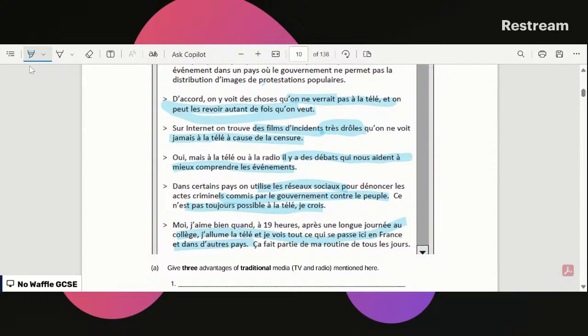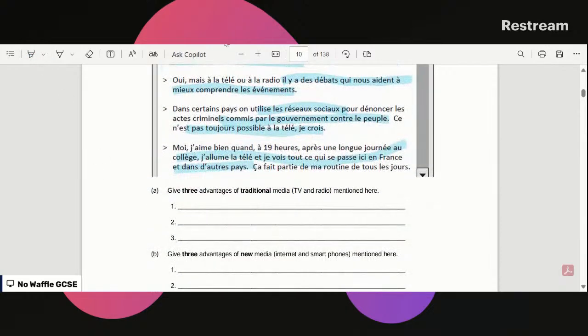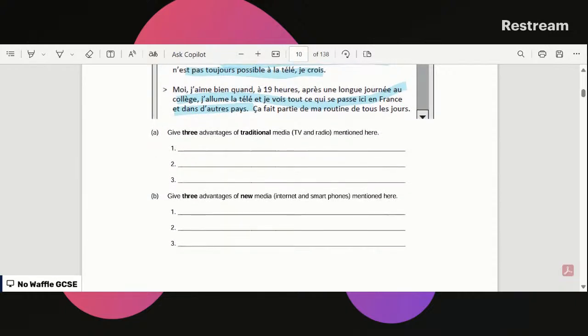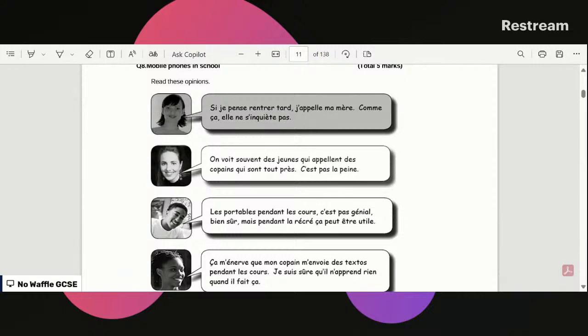So 3 advantages of traditional media: spreading information and pictures, reporters give information quickly, you can find out what's happening in the world. Those are the 3 things that are mentioned. Give 3 advantages of new media. So from reading what we said, you can say using social media fits people's routines, and you can get information that you wouldn't get on TV because it's not politically biased. Okay. Continuing on.